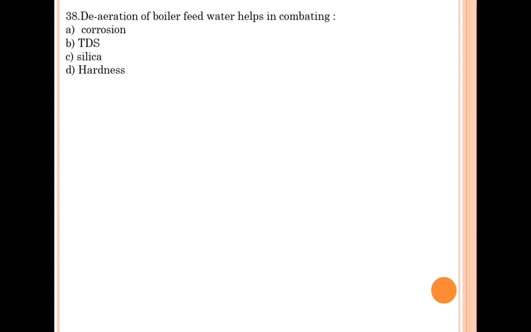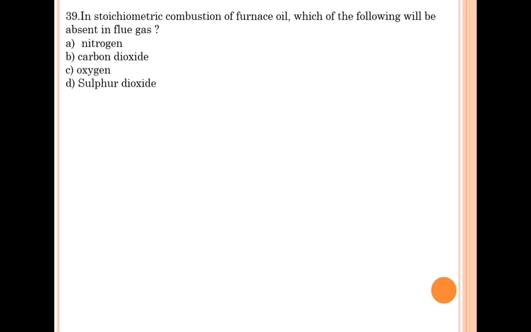Question 38. Deaeration of boiler feed water helps in combating. In deaeration, we remove the oxygen and the non-condensable gases from the feed water, which can cause corrosion. So here the answer is option number A, corrosion.